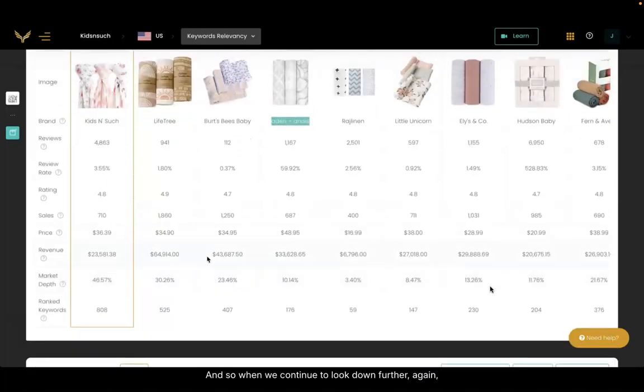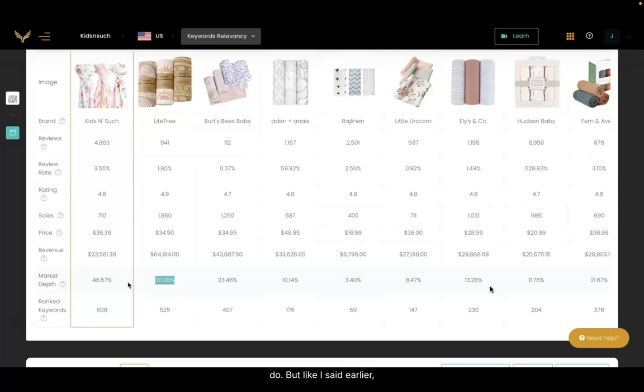And when we continue to look down further, we've already talked about revenue. Let's just go back to market depth, because at the end of the day, we want to pick somebody who's got more market depth than we do. But we have a problem. We're ranked for 46% of the keywords compared to these other competitors, right? The next best one is 30%. And that means we rank for more keywords than they do.